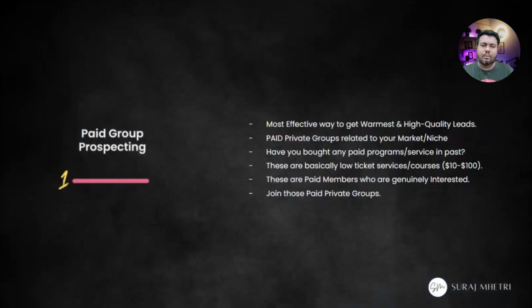Talking about the first one, this is paid group prospecting. This is the number one most effective way to get warm and high quality leads for your business. These are the best kind of groups to join. These will be paid private groups of your competitors or influencers, their programs or courses related to your market, your niche.